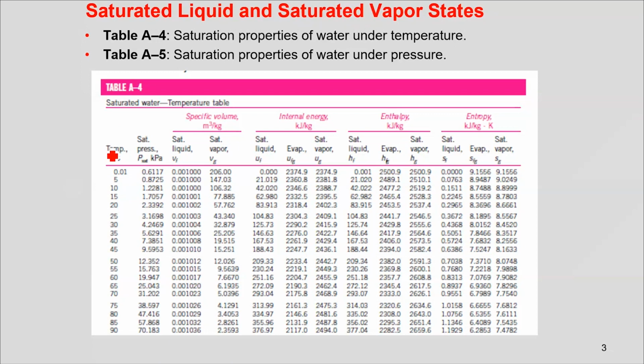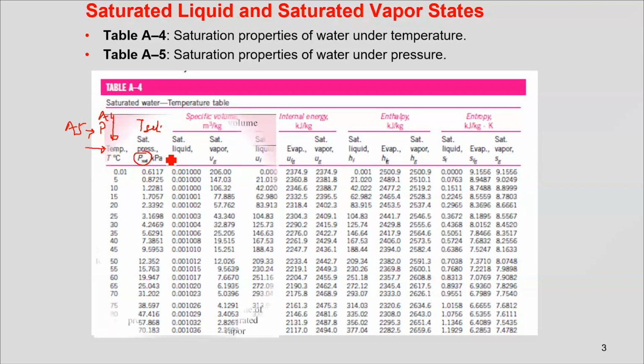The difference is that table A4 is essentially used where the first column is of temperature, and the second column is of saturation pressure. Table A5 is exactly the opposite, where the first column is of pressure, and the second column is of saturation temperature.